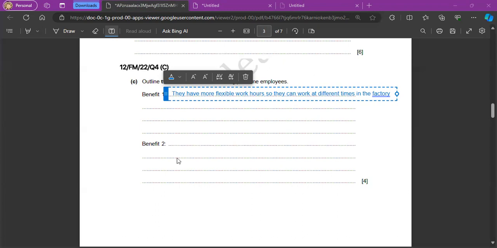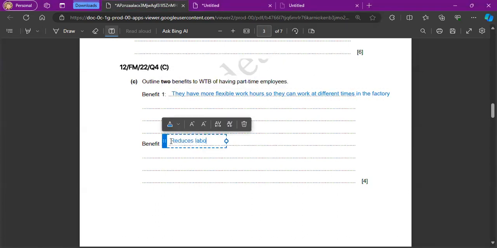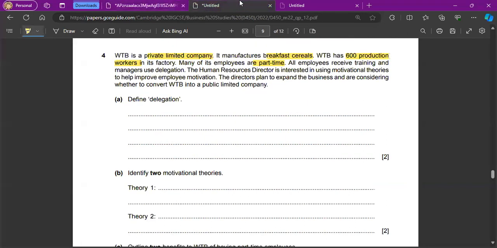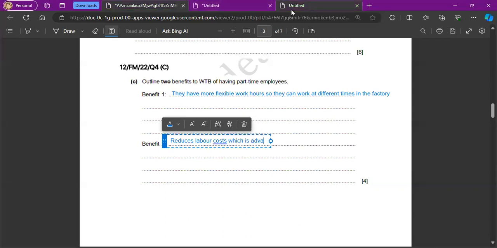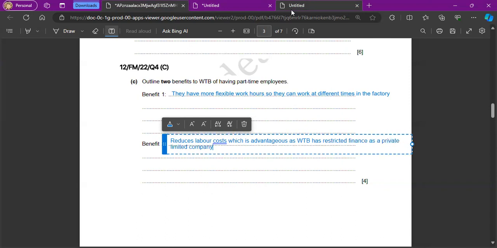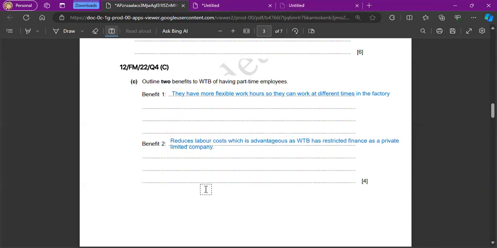And then for the application, for costs, which is advantageous, as WTB has restricted finance as a private limited company. So that's a good one because you're using application, but you're also developing it into a reason. Private limited companies are restricted to selling shares to family and friends, right? So reducing labor costs will just mean they have more money to spend on the business.